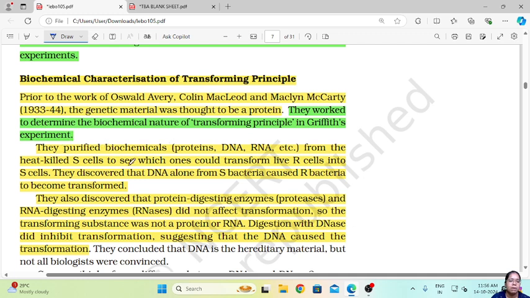They purified biochemicals, that is protein, DNA, RNA, etc., from the heat-killed S strain to see which ones could transform live R cells into S cells. They discovered that DNA alone from the S bacteria caused R bacteria to be transformed.